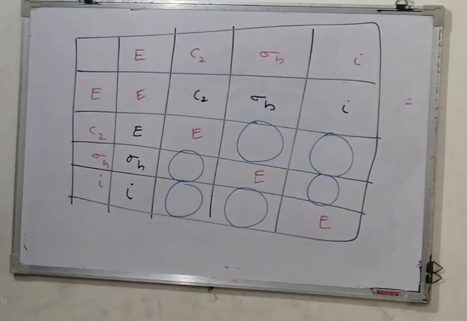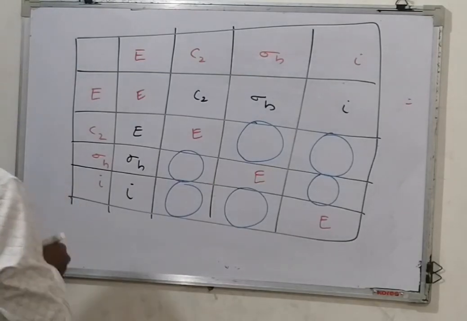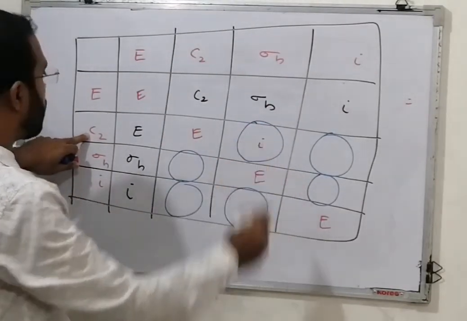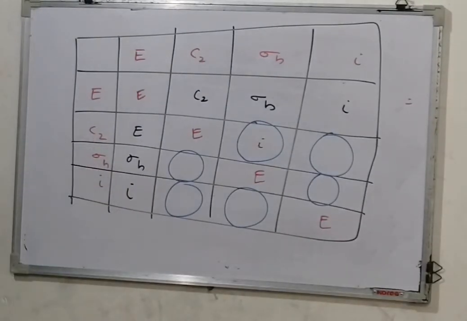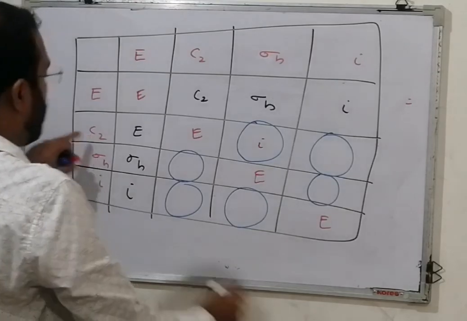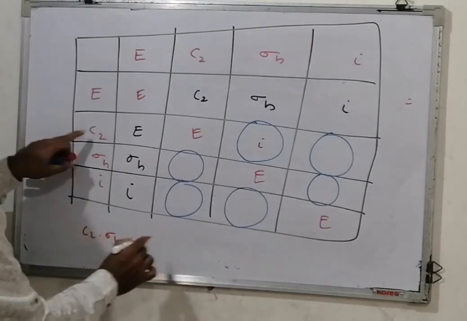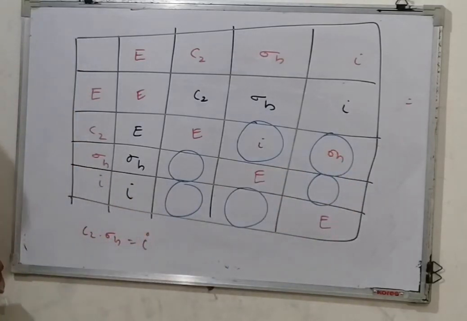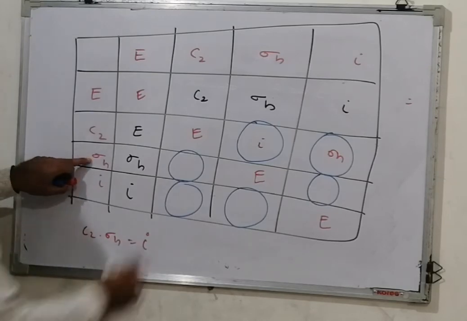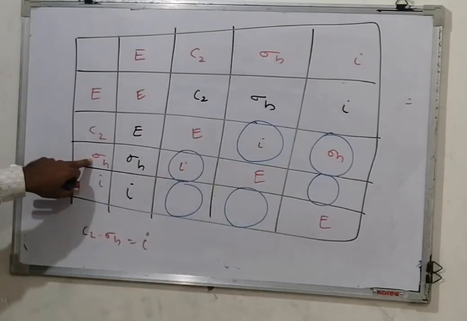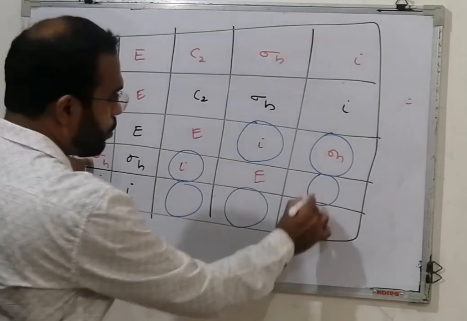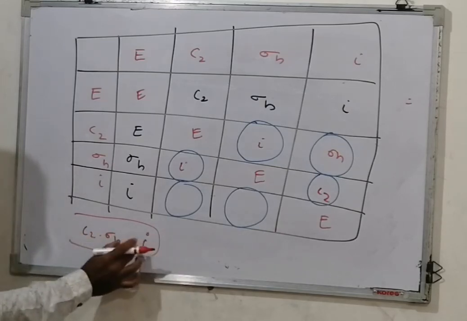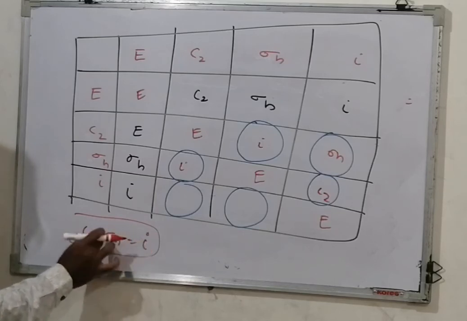Fine. What is C2 into sigma H? C2 into sigma H, we just put I. C2 into sigma H is equal to I. And C2 into I is sigma H. You can prove that. Sigma H into C2, that is I. Sigma H and I, that will be C2. Because if you multiply this, this will be this. This will be this. Okay?